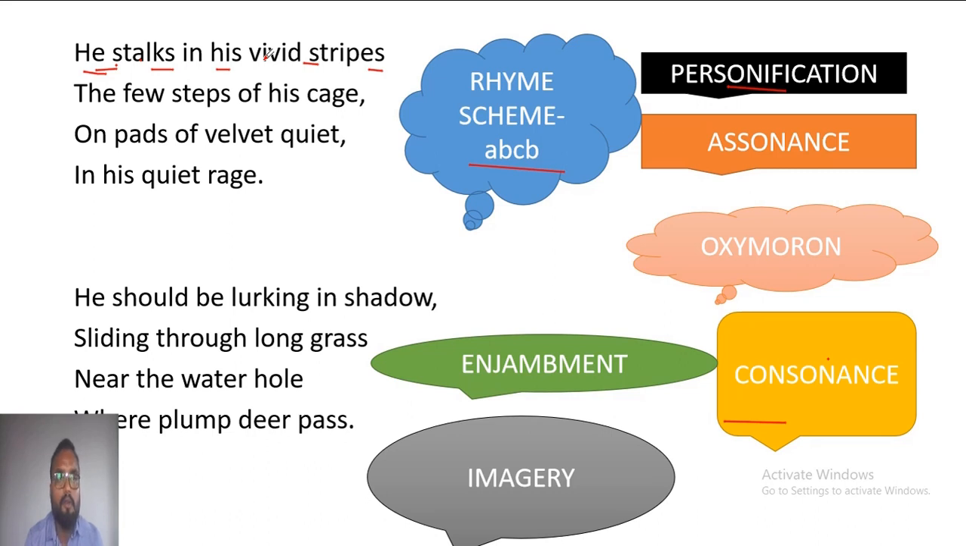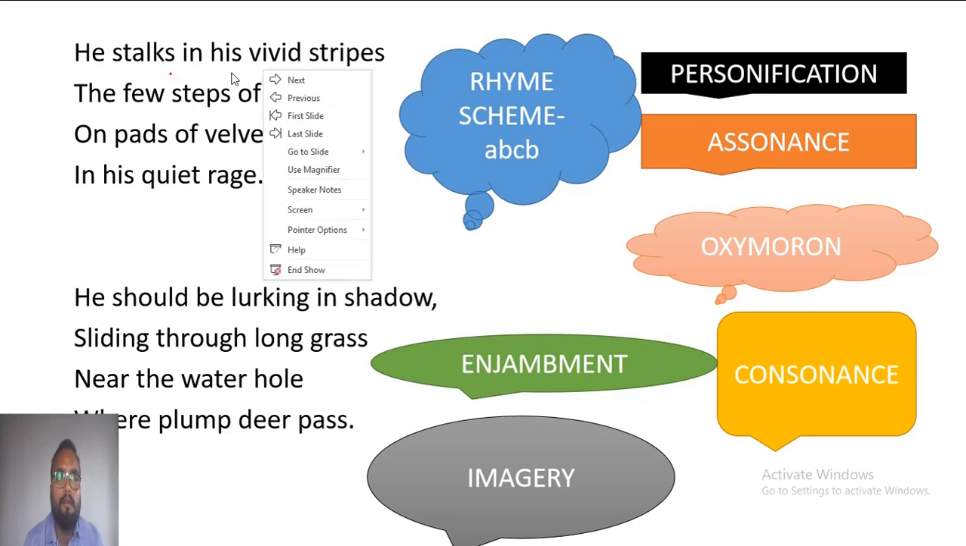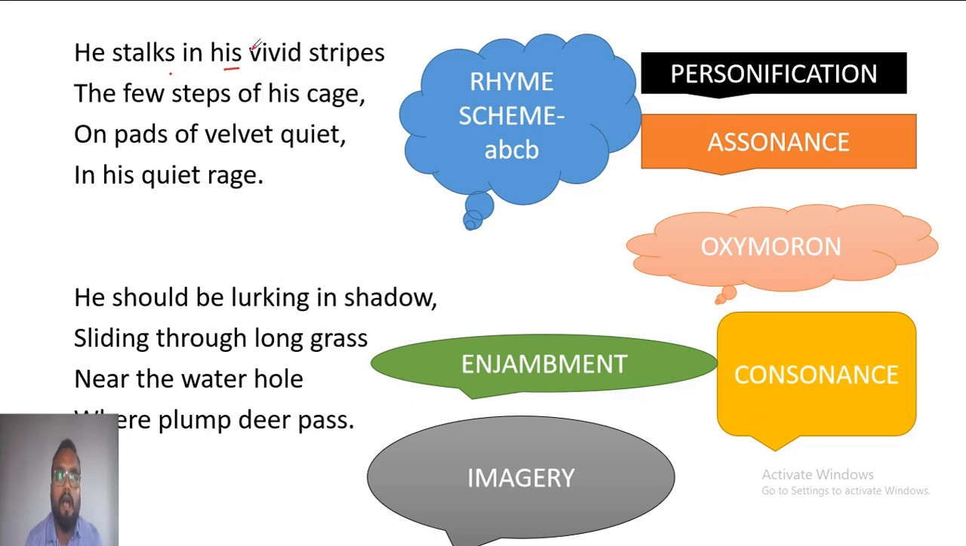Another figure of speech which is used over here is assonance. Here you can see in the first line the I sound is prominent. In the word "in", I is prominent. In the word "his", I is prominent. In the word "vivid", I is there. "Stripes", I is there. So again it is the repetition of a vowel sound. It forms another figure of speech, known as assonance.